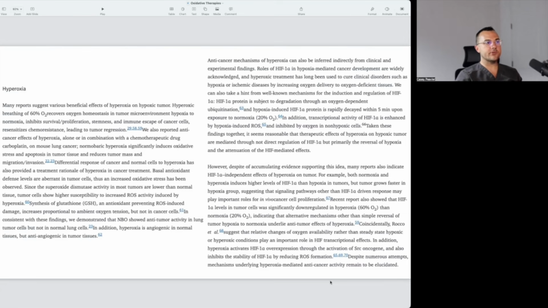the HIF transcriptional effects. In addition, hyperoxia activates HIF-1 alpha overexpression through the activation of the SRC oncogene and also inhibits the stability of HIF-1 by reducing ROS formation. Despite numerous attempts, mechanisms underlying hyperoxia-mediated anti-cancer activity remain to be elucidated.